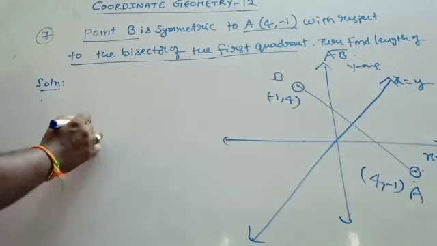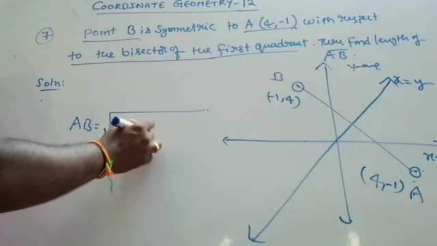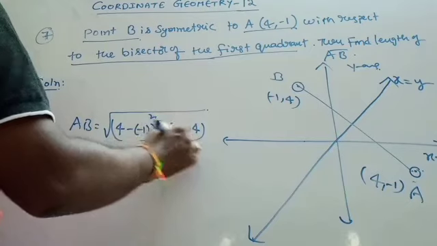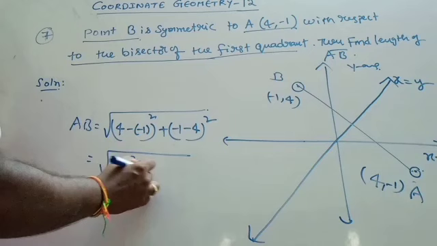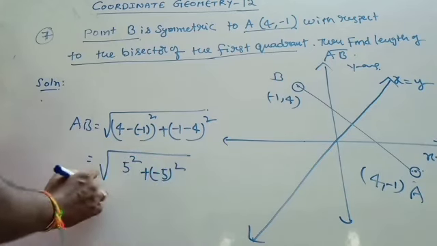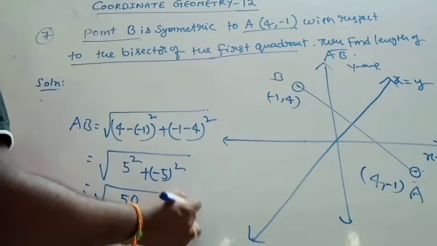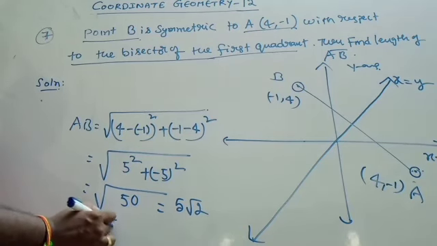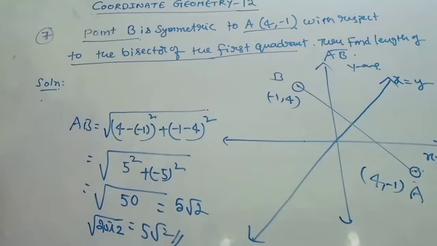Length of AB is nothing but square root of 4 minus of minus 1 whole square plus minus 1 minus 4 whole square. This is now square root of 5 square plus minus 5 whole square. And this is of course 25 plus 25, 50, and we can write it as 5 root 2, because root 50 you can write as root 25 into 2. That is nothing but 5 root 2. In this way, the length of AB we have got nicely as 5 root 2.